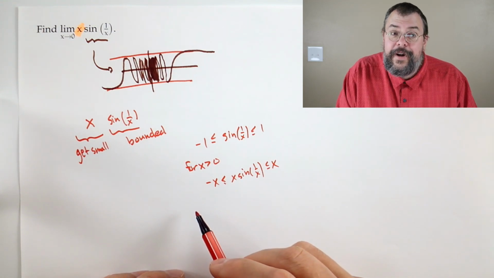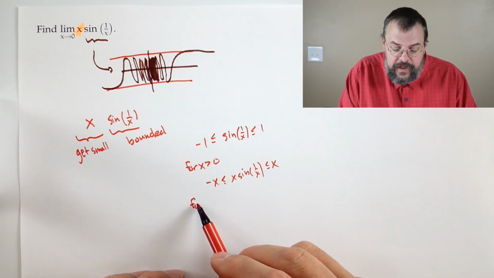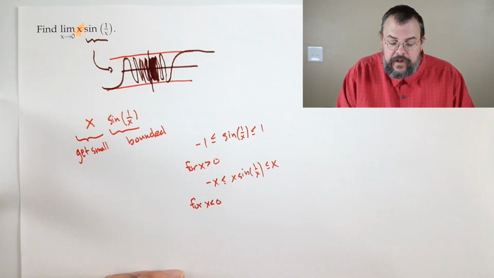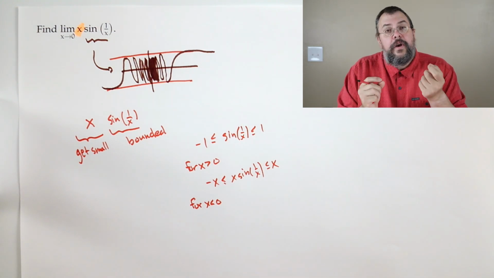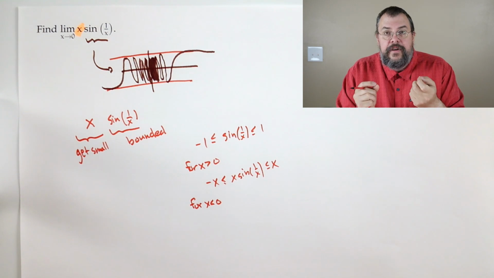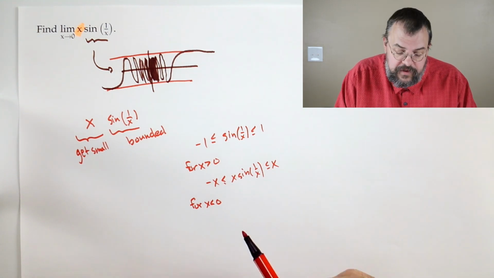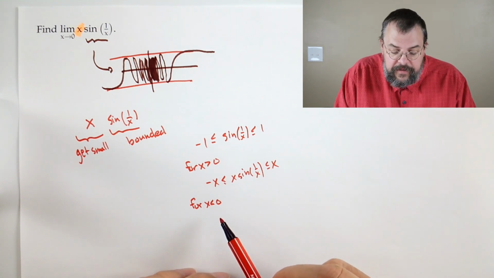Now, what happens for x less than 0? Well, if x is less than 0, what ends up happening is you flip the inequalities, because when you multiply by a negative, your inequalities go in the opposite direction. So what you have is that for x less than 0, you have what?